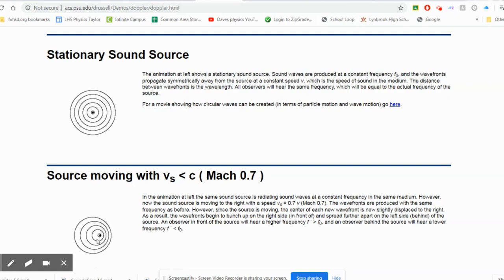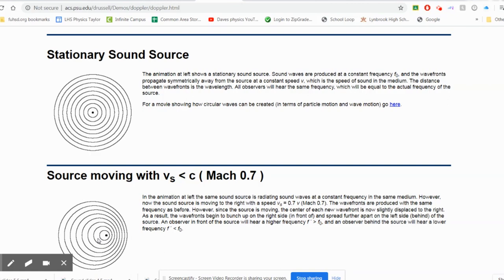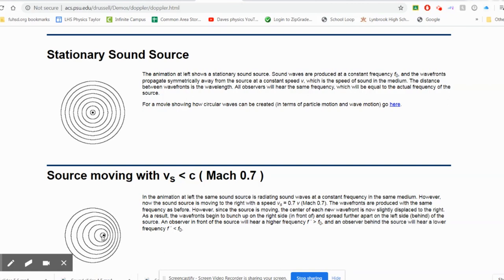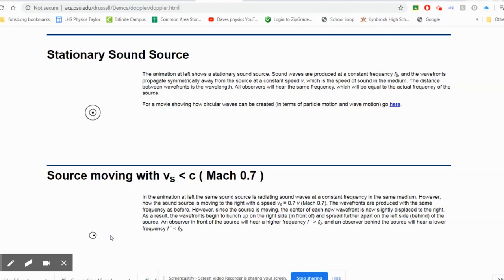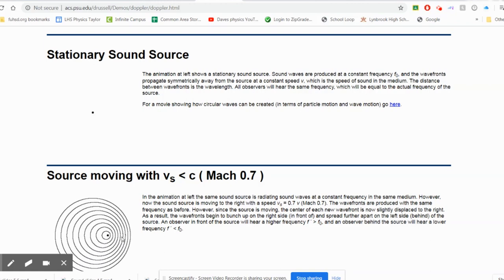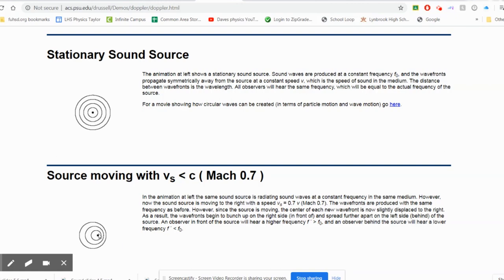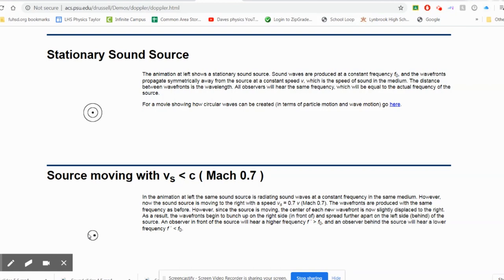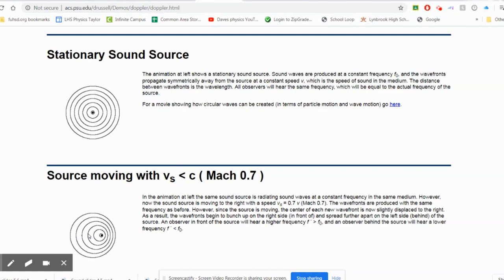Down here you can see as the source moves, in the time it takes between the generation of compressions, the location of the source has changed. So in the direction that the source is moving, the compressions are closer together, and behind the movement, the compressions are further apart. So an interesting thing happens.